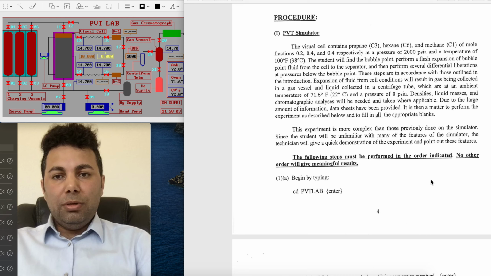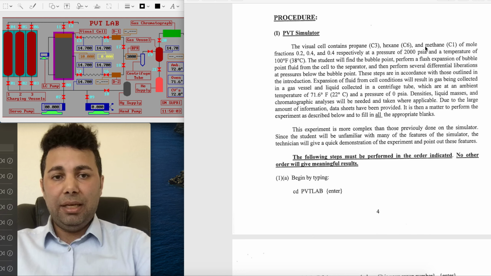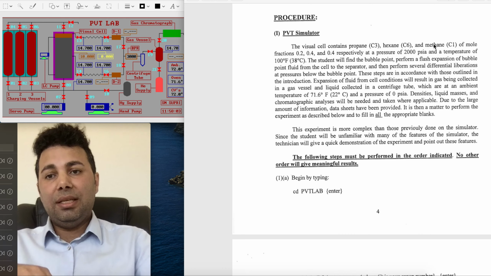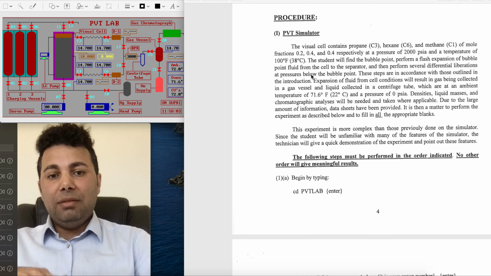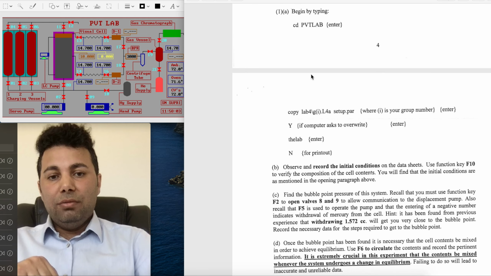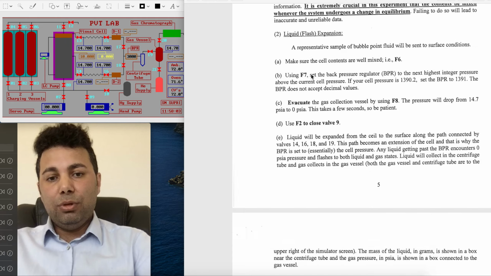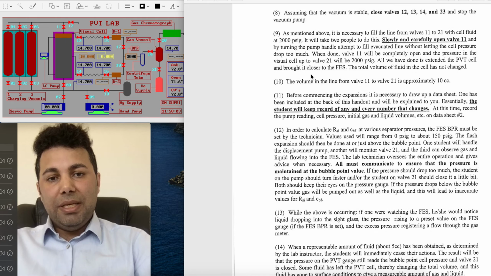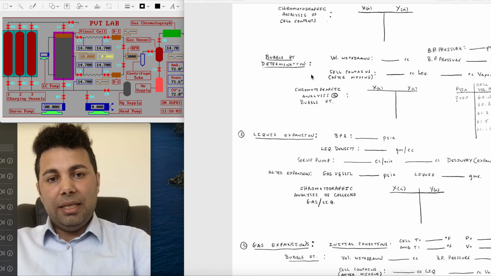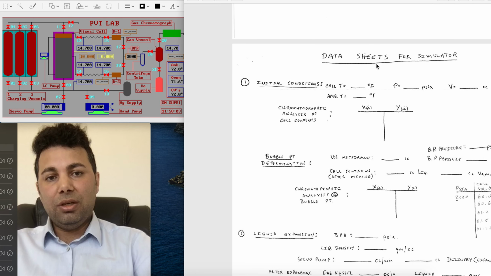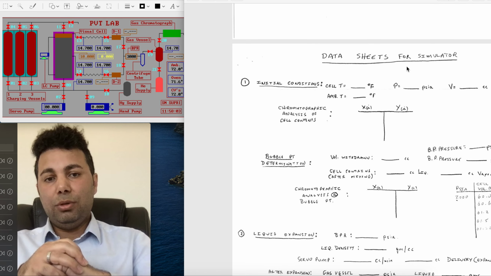So our petroleum reservoir fluid in this experiment contains propane, hexane, and methane. We are going to have 20% propane, 40% hexane, and 40% methane presented in our visual cell. Then we are going to collect some information at every single step of this experiment, which is provided as data sheets at the end of your lab manual. So these are the data sheets for the simulator that we are going to collect.